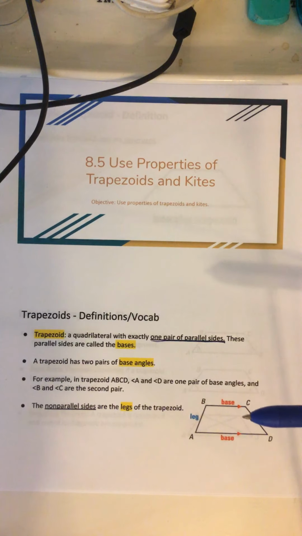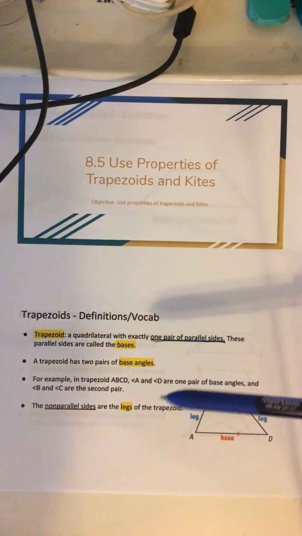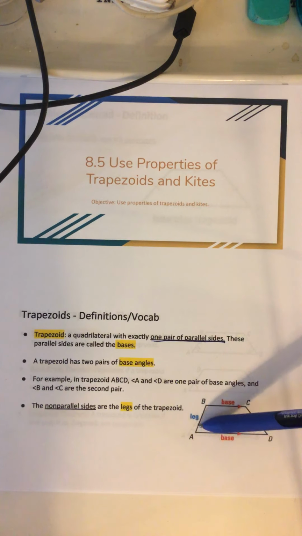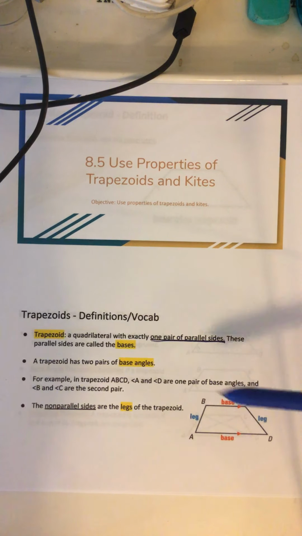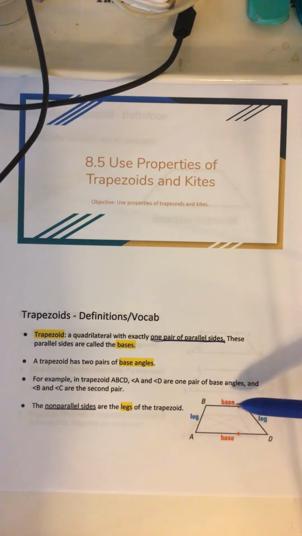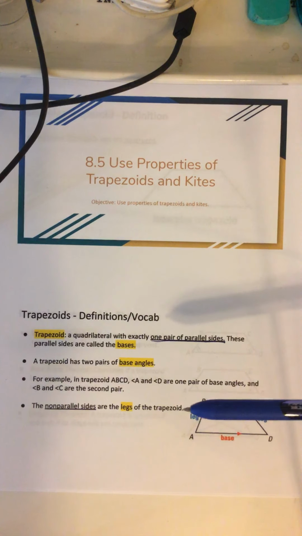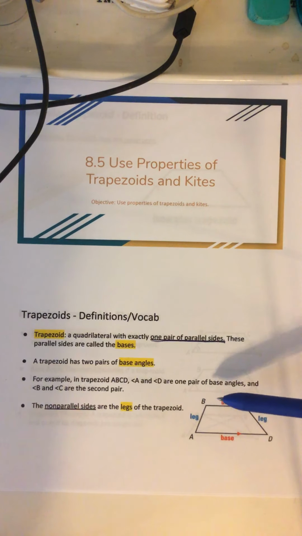A trapezoid also has two pairs of base angles. So in this picture, angle A and angle D would be a pair of base angles, and then angle B and angle C would be the second pair. Because they go with the bases, we have two pairs of base angles. And then our last little definition here is the non-parallel sides are called the legs.